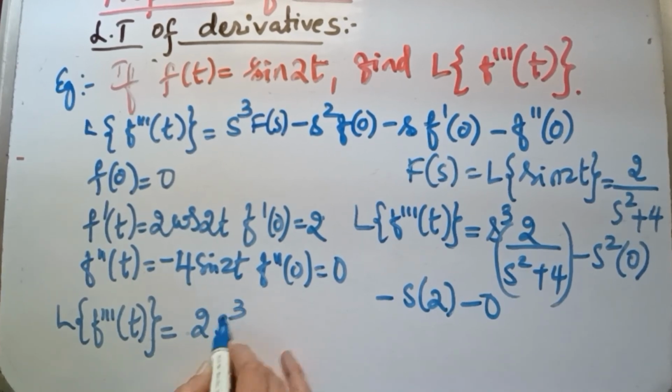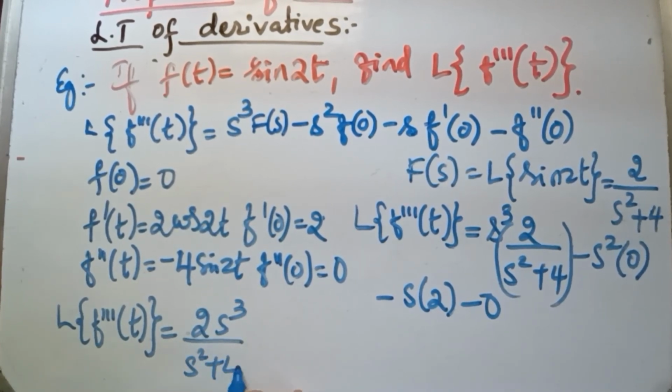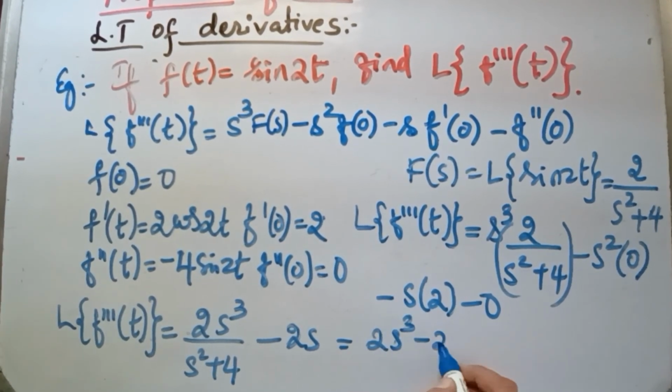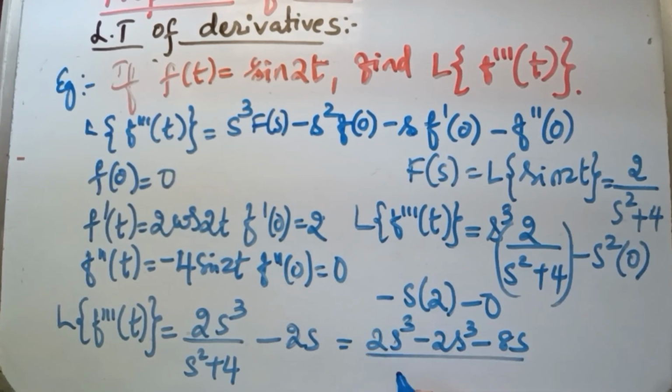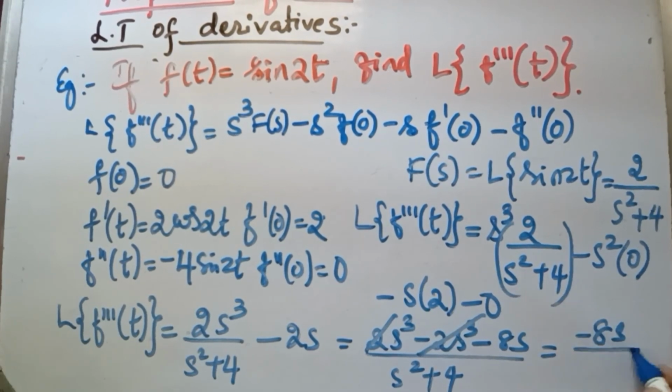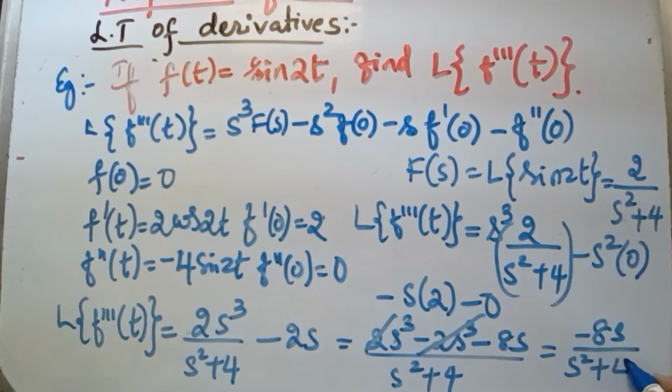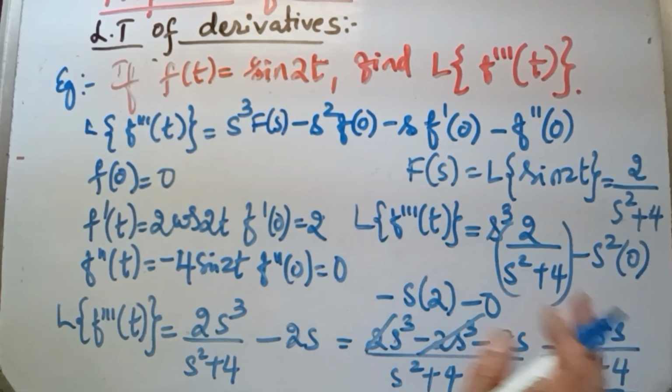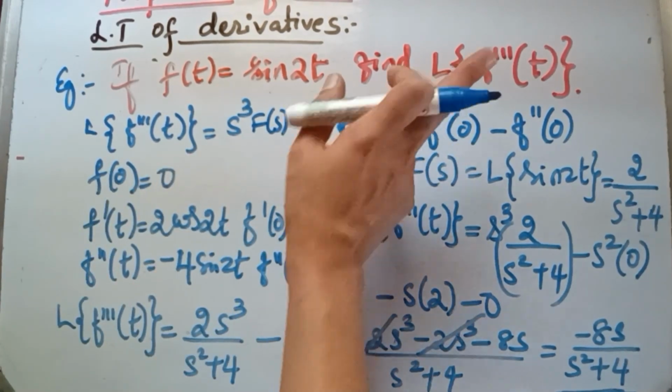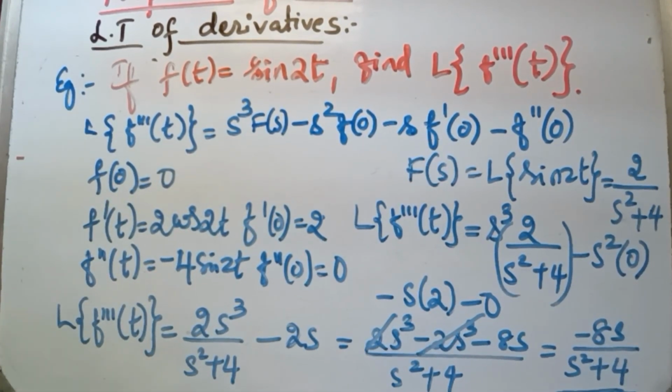2s³ by (s² + 4) minus, this is 0, this also 0, 2s. So which is 2s³ minus 2s³ minus 8s divided by s² + 4. So this cancels, and gives you minus 8s divided by s² + 4. This is how we use the formula of the Laplace transform of derivatives.